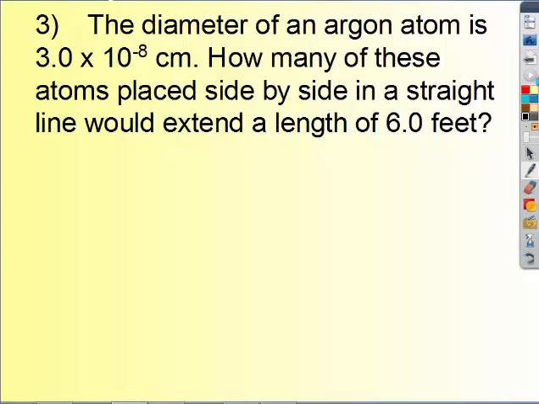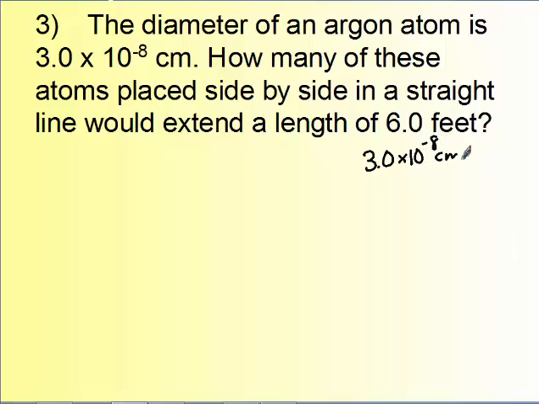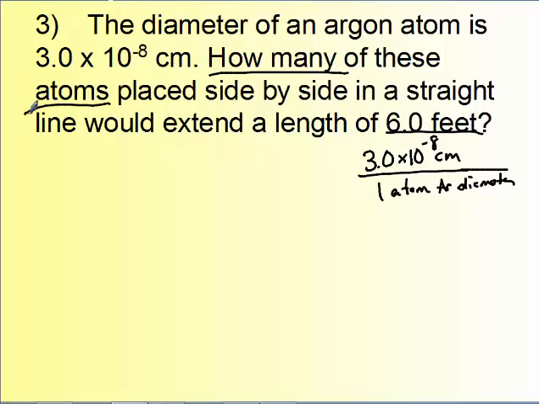The conversion you should have had from the problem was 3 times 10 to the negative 8 centimeters is 1 argon atom diameter. It says that we're starting with 6 feet. So if we have 6 feet, it wants to know how many of these atoms. So I'm going to have to take feet to centimeters. Once I have centimeters, then I can use that conversion to find out how many atoms.